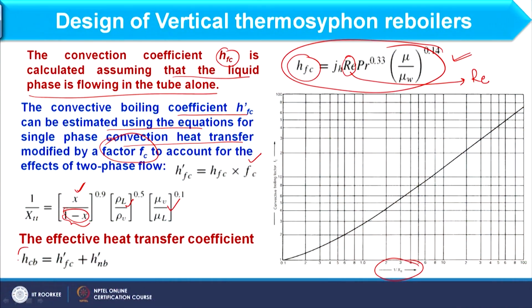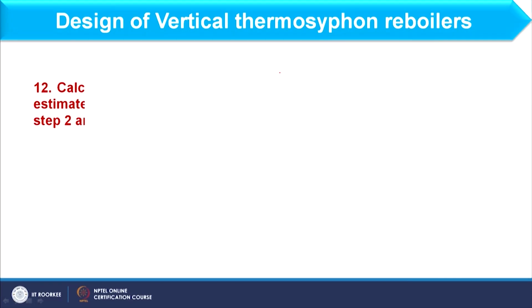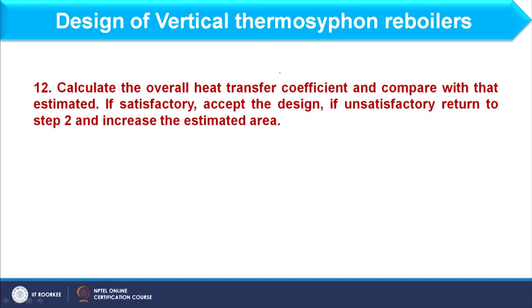So, the final heat transfer coefficient on the tube side should be the average of h_CB as well as h_FC. Okay. So, in this way you have to find the heat transfer coefficient on the tube side. Okay. And the shell side heat transfer coefficient you can find because steam will be available, or if any other vapor is available, you can simply consider the condensation process and find the heat transfer coefficient on that side. Once you have these two values, you can find the overall heat transfer coefficient and compare that with the estimated one. Okay.